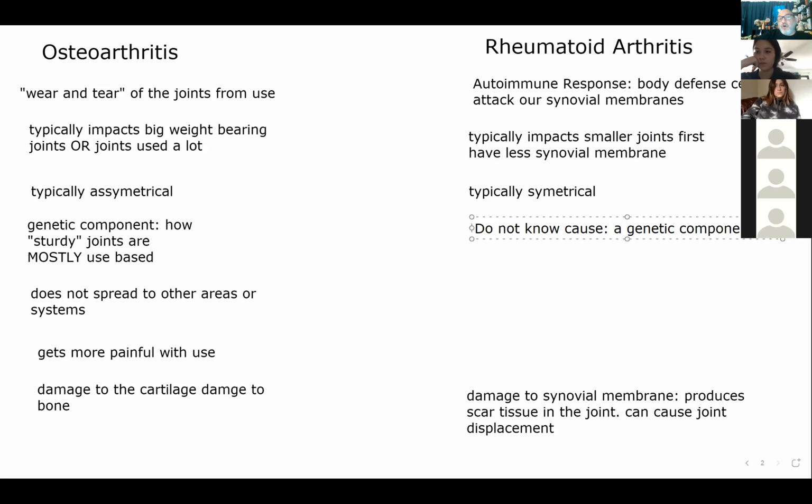We don't actually know the cause of rheumatoid arthritis. It's believed to be a combination of things. One is you have a genetic predisposition to getting it. And then when exposed to some type of environmental factor, it could be stress, it could be a particular virus or something like that, then it causes it to occur. But we do not know the cause, but we do know that there is a genetic component to it.